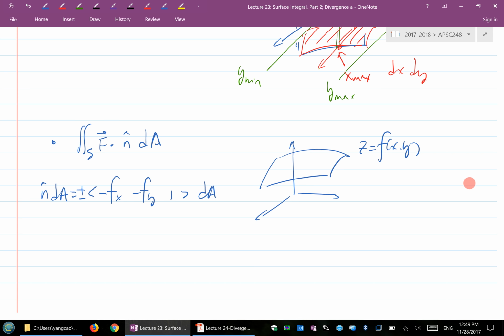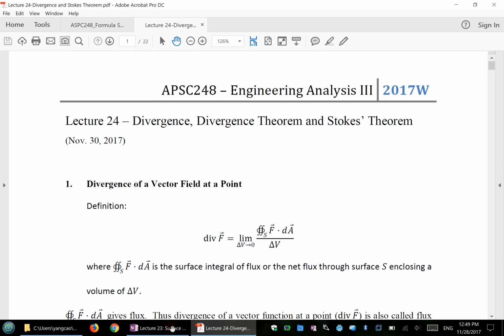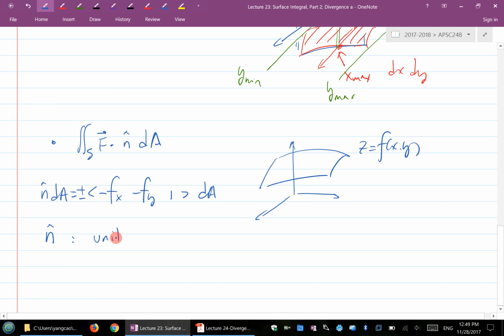First of all, let's look at the n hat here a little bit. Now, as I mentioned, what is n hat here? n hat is a unit normal vector to surface S, right? To this surface S here. Okay, this is your surface S here. So that's the physical meaning. n hat is a unit normal vector to the surface S, right? Okay, so forget about this surface integral temporarily.